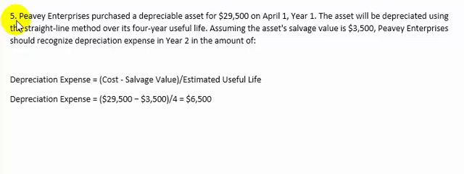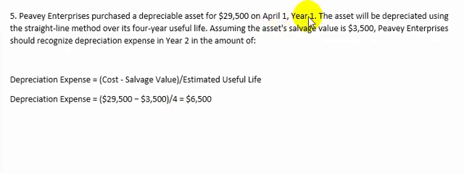Number 5. PV Enterprises purchased a depreciable asset for $29,500 on April the 1st of year 1. The asset will be depreciated using the straight line method over its 4-year useful life. Assuming the asset's salvage value is $3,500, PV Enterprises should recognize depreciation expense in year 2 in the amount of what? Well, you take the cost of the asset, $29,500, minus the salvage value of $3,500, and that result is then divided by 4, because year 2 is a full year.